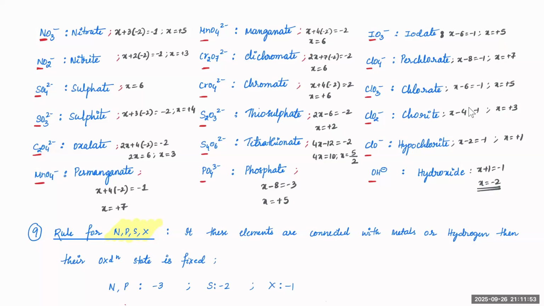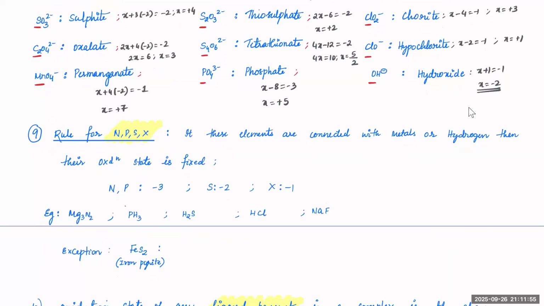Generally, there is a standard rule for group 15 to group 17. So that is group 15, 16, 17 elements. When they are connected with metals, they usually have fixed oxidation states. Like when nitrogen and phosphorus are connected with metals, they would always have a fixed oxidation state of minus 3. Sulfur will show a fixed oxidation state of minus 2, and halogens will show a fixed oxidation state of minus 1.